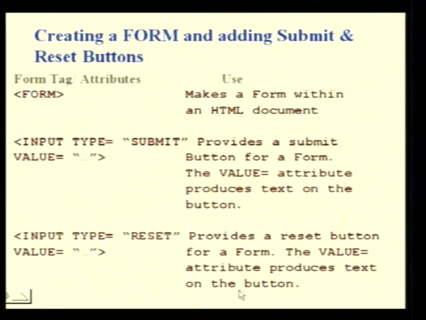You have input type equal to reset, value equal to something. This provides the reset button for a form, and the value attribute produces text on the reset button. Let's say I say value equal to clear. So what happens is, instead of reset I will have clear on the reset button. That means a name, a label, for a widget type.